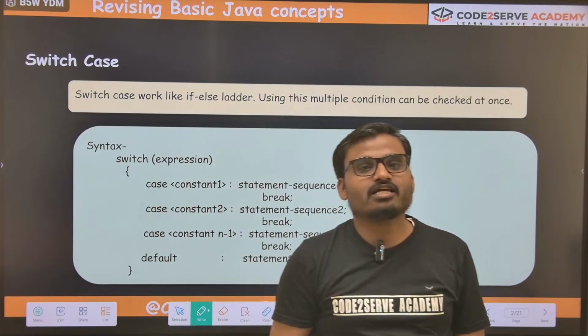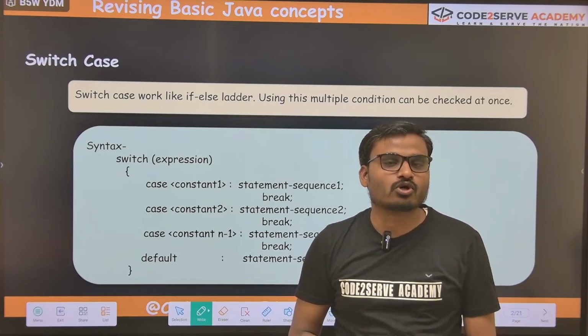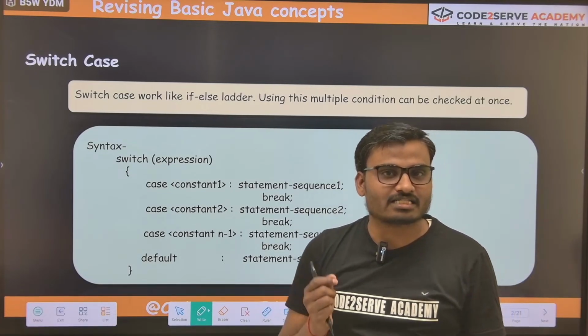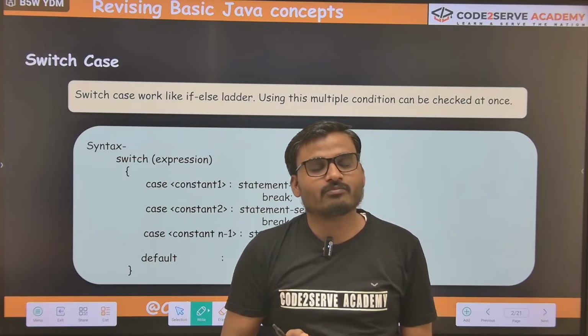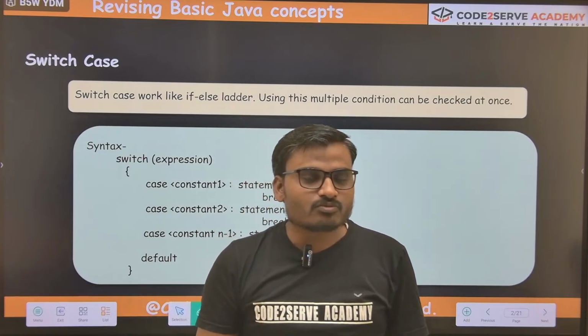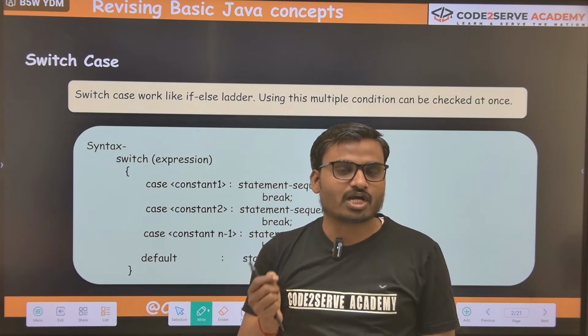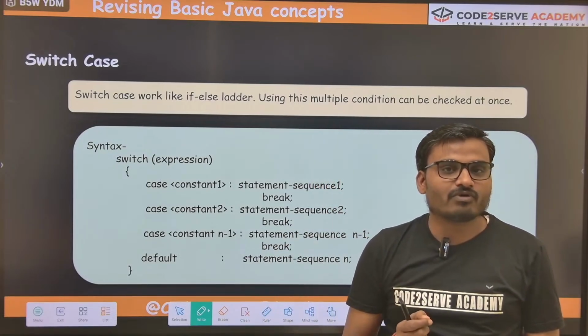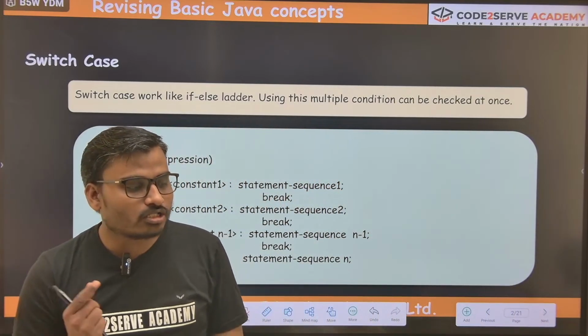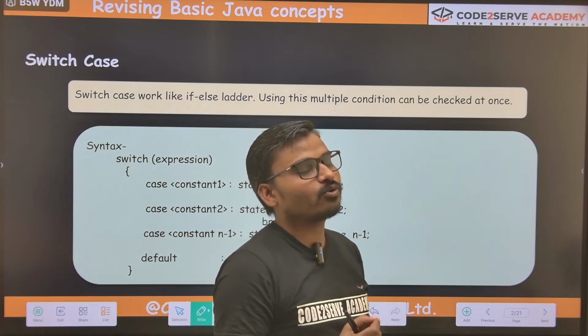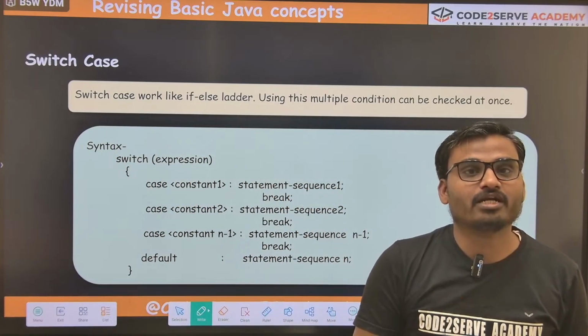So in the last lecture, we covered almost all the topics of Class 10, that is the first chapter that we were revising, basic concepts of Java. So this will be the last lecture of chapter 1. In this, we will be dealing with switch case and nested loop. And also a very important topic we are going to cover is pattern printing.